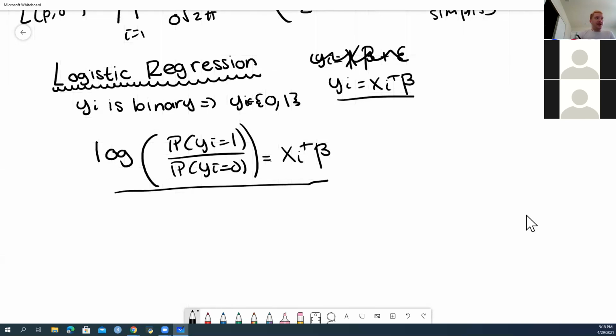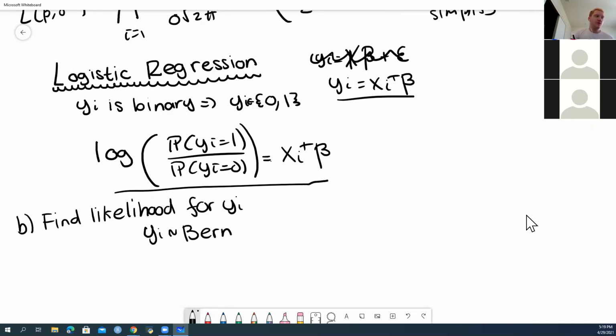And they want you to find its likelihood. So part B says find the likelihood for yi. And you're like, what the heck? Well, what you need to remember is that a binary random variable is always going to have a Bernoulli distribution. So yi is distributed as Bernoulli with some value pi, right? That's with some, what's the word?